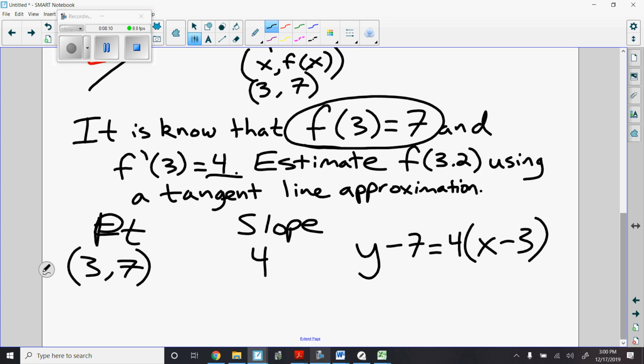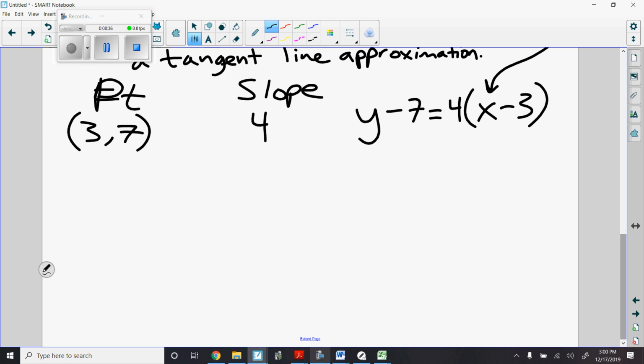Then to estimate f of 3.2, again, this is an x value. I want to plug that x value into my tangent line equation to figure out the y value on the tangent line. And that's going to be my best guess of what f of 3.2 is. Now, it's not going to be perfect, but it's going to give me a pretty accurate idea of what it is. So, watch how we do this.